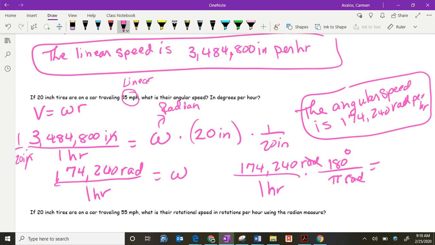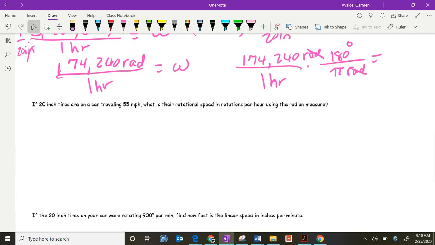Now you're going to be in degrees. So multiply across and then divide by pi. And that's going to be degrees per hour. Very good. In the next one here, it's going to be 20 inches. Again, the tires are 20 inches and they're traveling again at a linear speed of 55 miles per hour there. They want the rotational speed in rotations per hour.